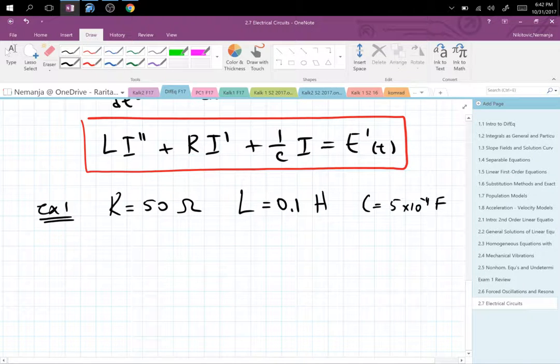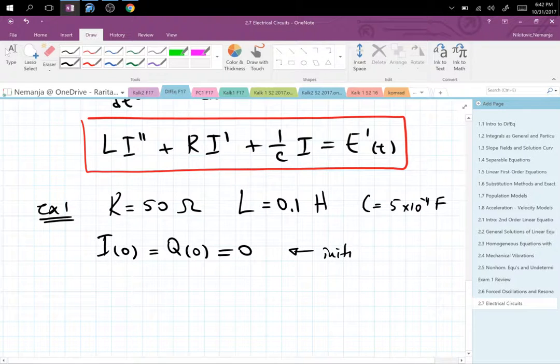At time t0, I0 and Q0 are 0. That's the initial condition, guys. And the circuit is connected at 110 volts with a 60 hertz alternating current. Guys, that's your outlet, regular outlet.